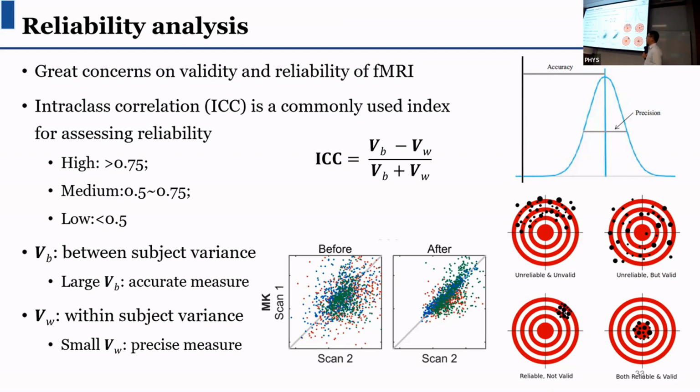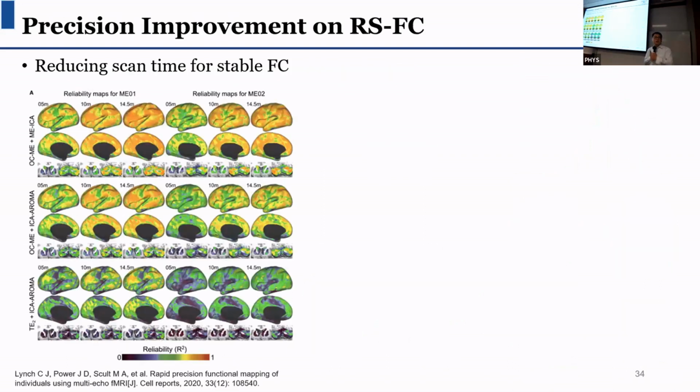That means we reduce the within-subject variance, and we improve the reliability. This is quite a simple example. We come back to our functional MRI study, which we're showing here. This is from the literature by Lynch, I believe at Cornell University. They did two very good studies on this with a multi-echo experiment.